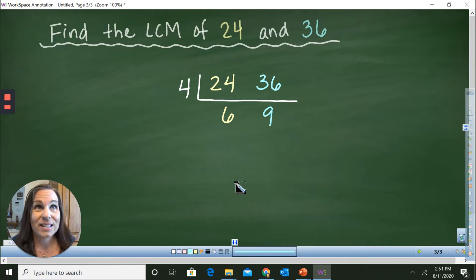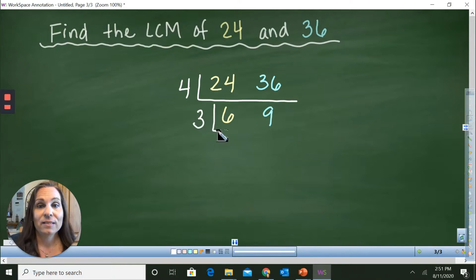What goes into 6 and 9? 3. So divide them both by 3. And 6 divided by 3 is 2. And 9 divided by 3 is 3. So now I stop because there's no number that I can now divide into 2 and 3 without a remainder. 2 and 3 don't have any common factors.